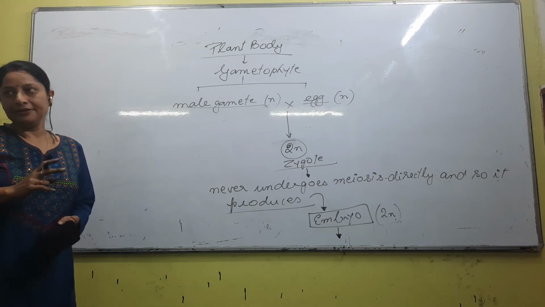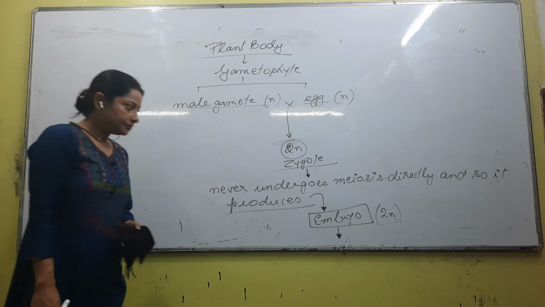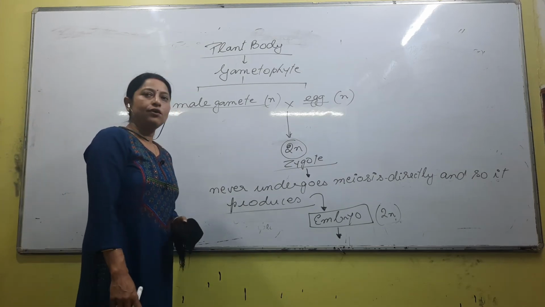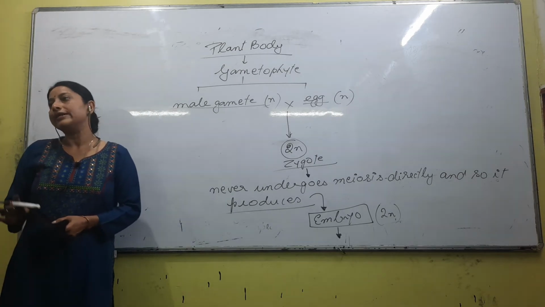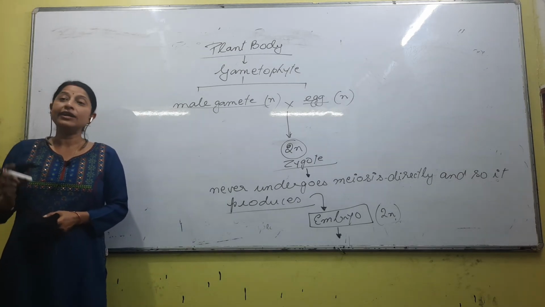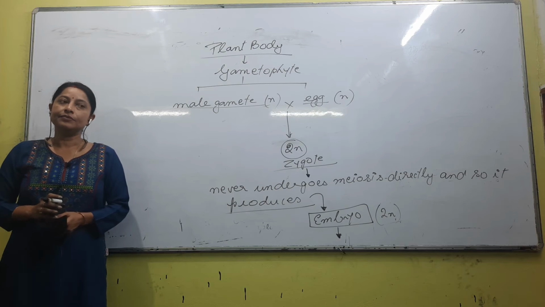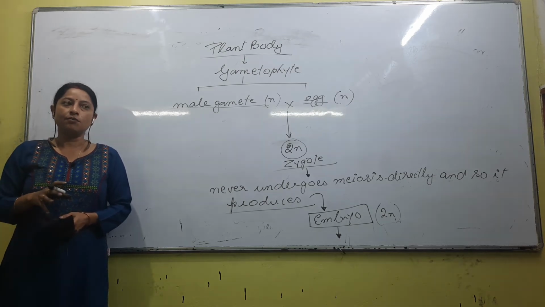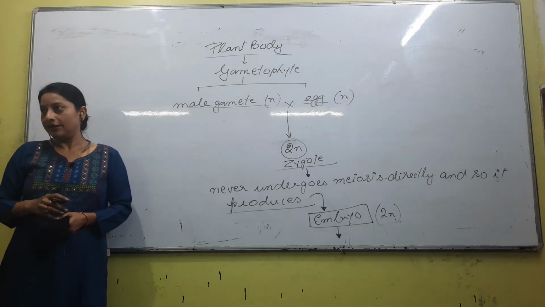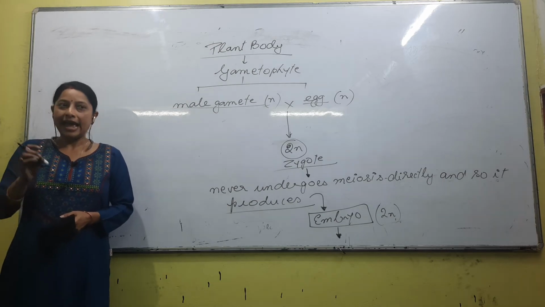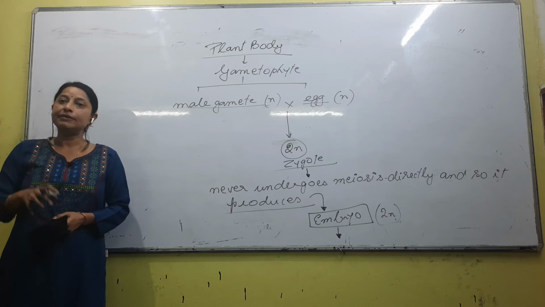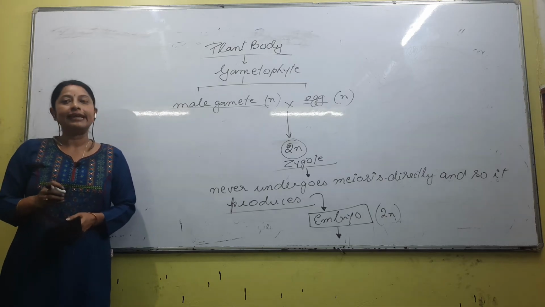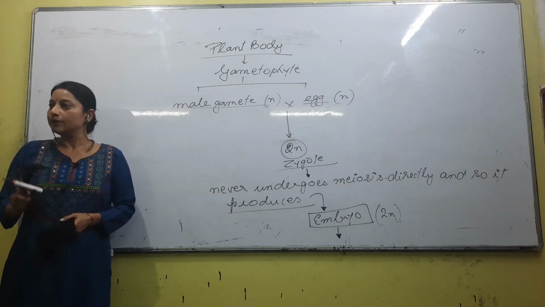Up till here, is it clear? What is the ploidy of the embryo? Embryo is always twice n, diploid. What does the embryo form? A baby plant, right? If a baby plant has twice n or diploid condition, that baby plant would be called a sporophyte, not a gametophyte. It would be called a sporophyte.